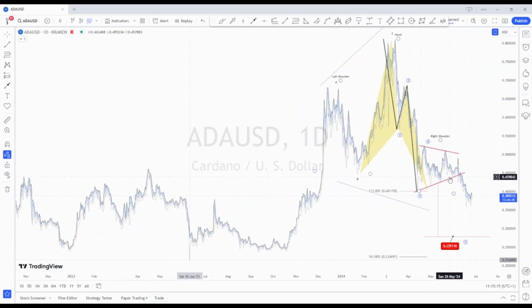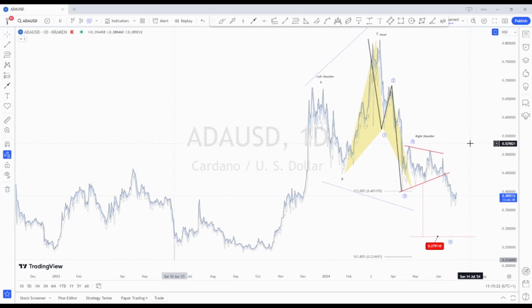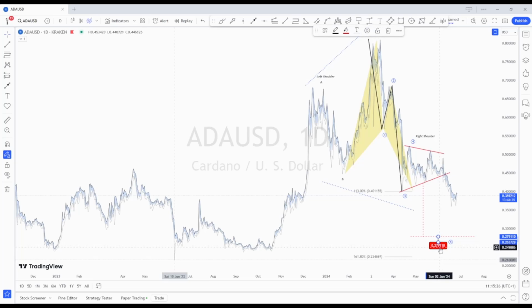Also another one, Cardano. I called your attention to this red triangle before, and the potential move to the downside. We have targets for this pattern at 27.91. Let's see if that happens. We are far away from that, but nice move below these, actually nice breakout of the triangle.